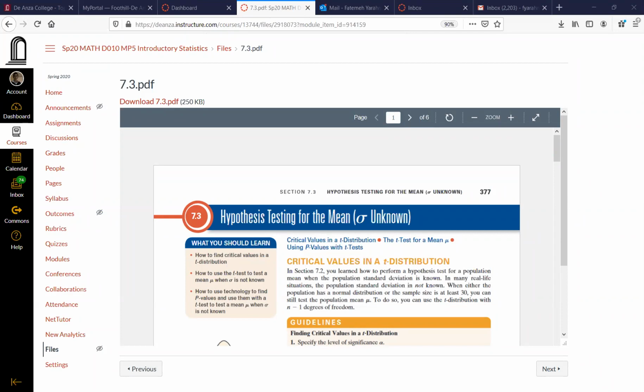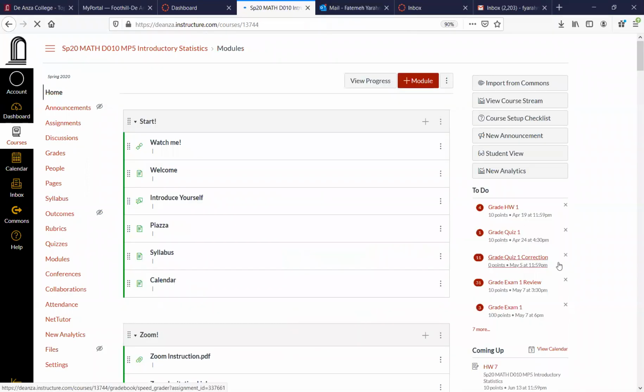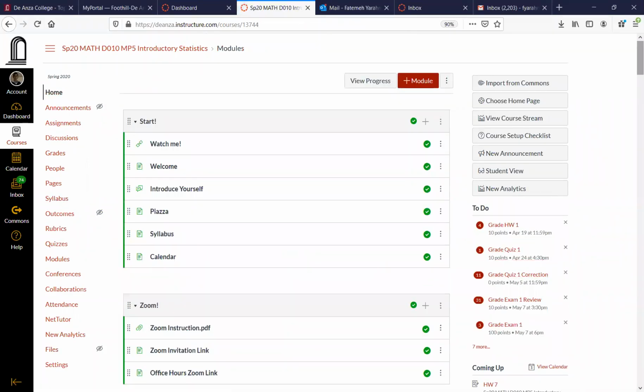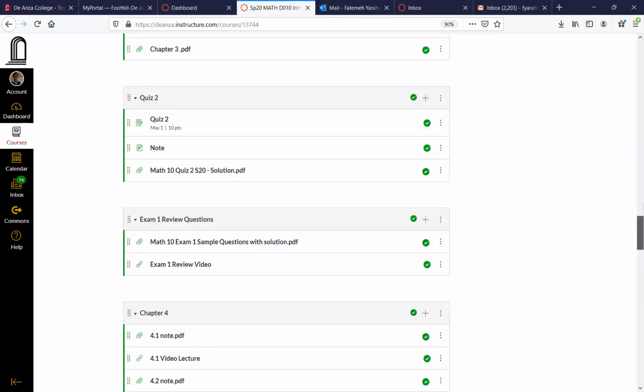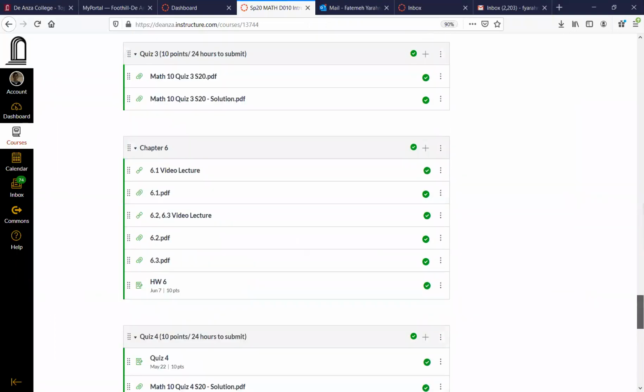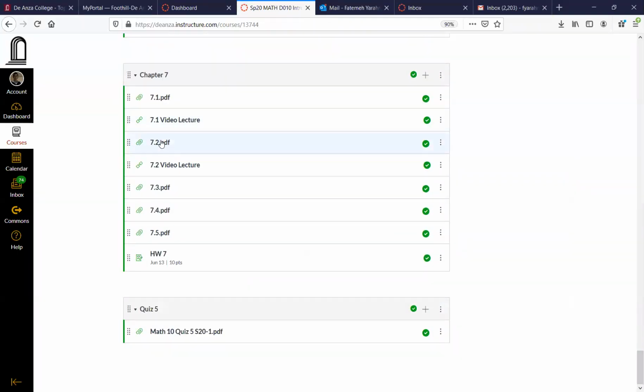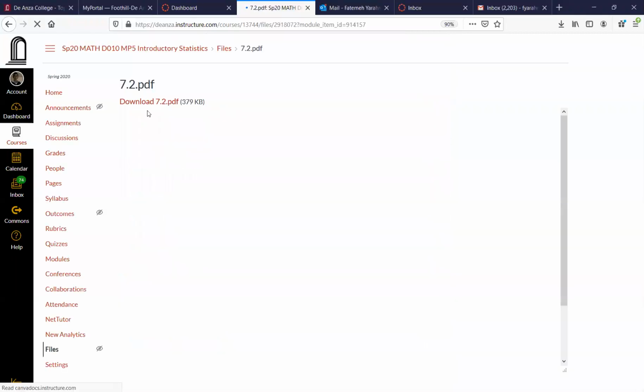7.3 hypothesis for the mean while sigma is unknown. First of all, remember that in 7.2, you learned how to form a hypothesis test while the mean of the population is given and the standard deviation of the population is also given. So take a look at 7.2.